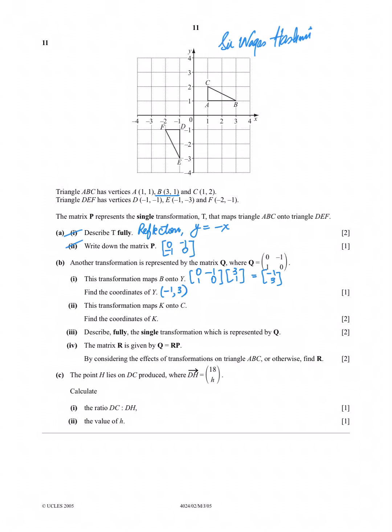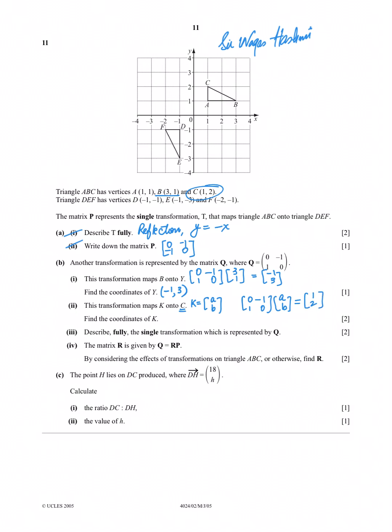Next one. This transformation maps K onto C. Write down the coordinates of K. So we don't have the value of K. So let's suppose K is a and b, that is unknown, right? The transformation we have is 0 1 minus 1 0, right? This transformation applies on K, and the final result is C, and the coordinates of C we have is 1 and 2.